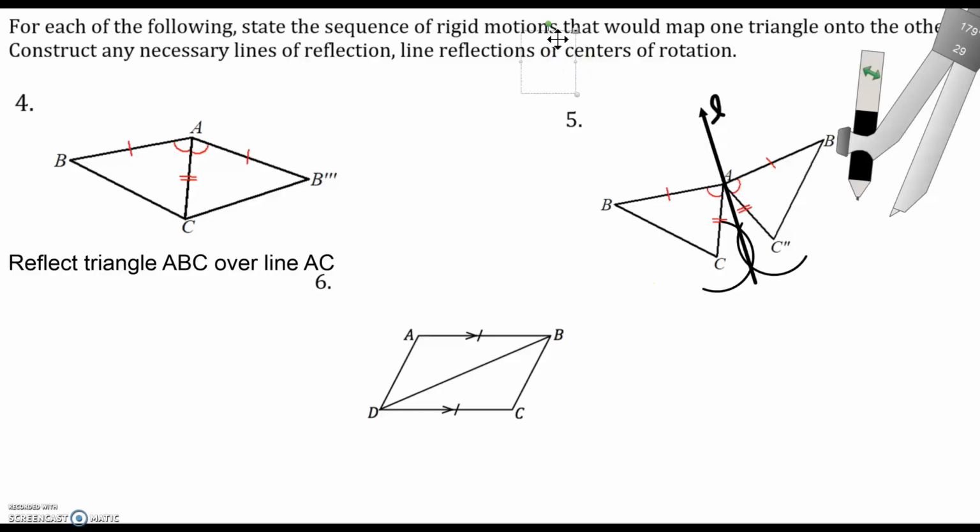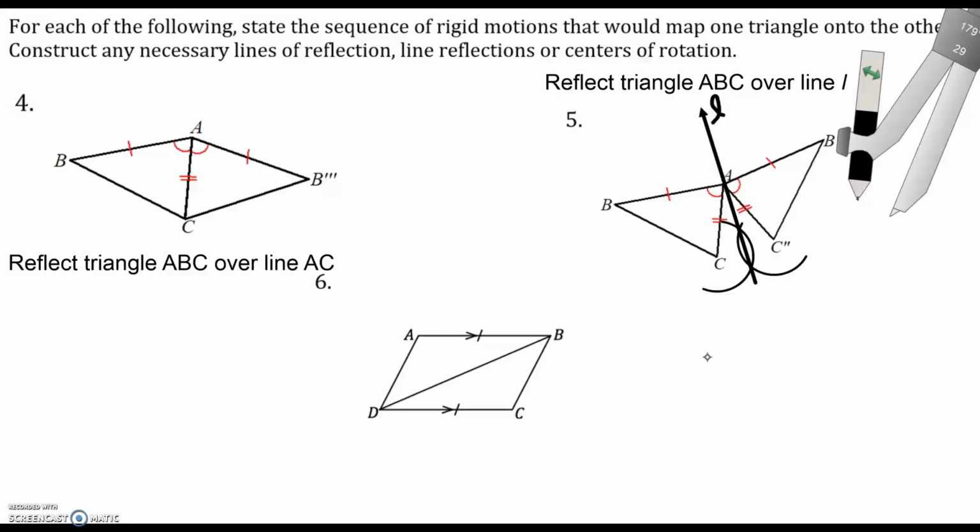So for this one, this is a reflection. So reflect triangle ABC over line L. And you should use a cursive L. I just don't have that font here.